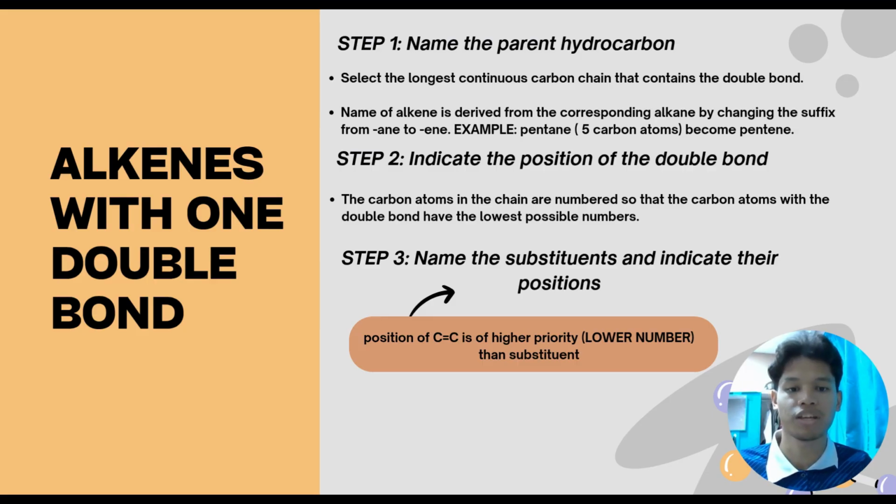Step 2, indicate the position of the double bond. The carbon atoms in the chain are numbered so that the carbon atoms with the double bond have the lowest possible number. The last step is to name the substituents and indicate their positions. But take note, the position of the C=C double bond is of higher priority than the substituent.